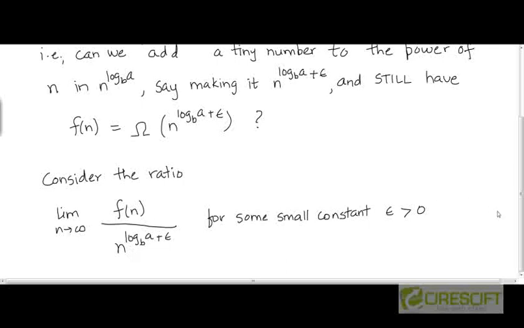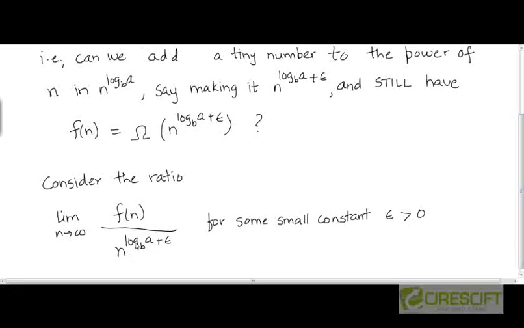So even though the ratio of f of n and n to the power log base b of a without this epsilon was infinity, just by adding a small power to the existing power of n here, the ratio comes down to 0. So the relationship between the functions is reversed. Without the epsilon, this function was larger than this function. With the epsilon, this function is larger than this function.